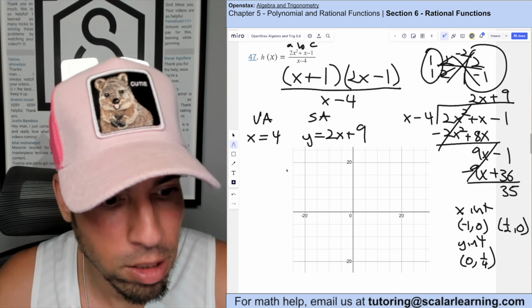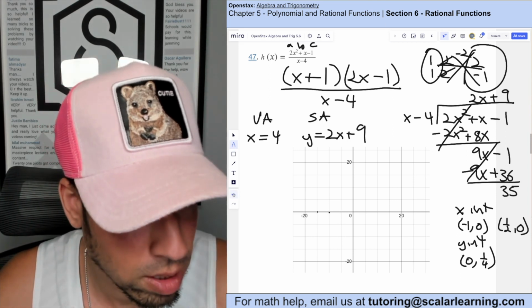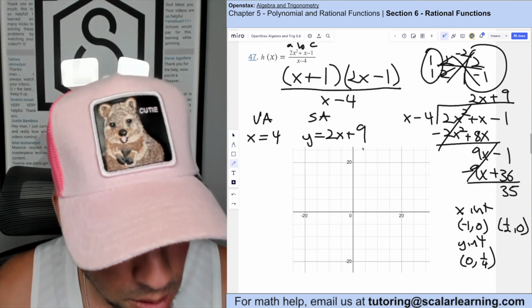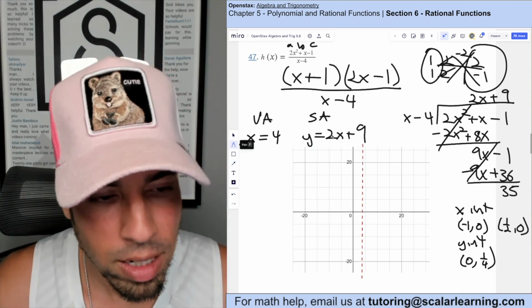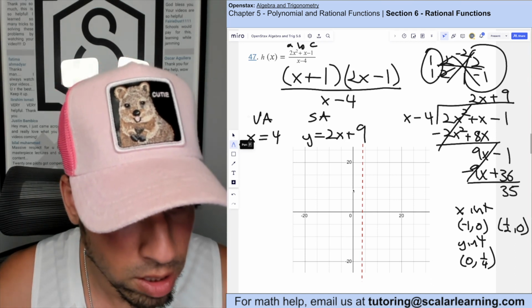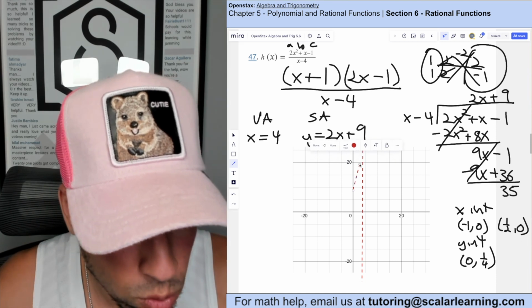So we have a vertical asymptote at x equals 4. So this is 5, 10, 15. You can see like that, right? So x equals 4, we're going to have a vertical line right about here. And then for our slant asymptote, we've got a y-intercept of 9, which is somewhere here, and then a slope of 2. So as we map this out, we're going up 2 over 1.